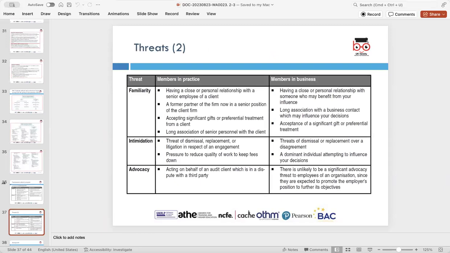Another common threat is familiarity, intimidation, and advocacy. A familiarity threat is when a former partner of the accounting firm now holds a senior position at a client firm. This situation may create conflicts of interest or bias in decision making. Accepting significant gifts or preferential treatment from a client can also pose a threat to ethical behavior. This could influence the accountant's judgment and create perceptions of bias or favoritism.